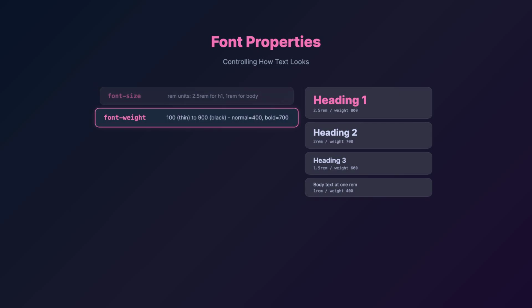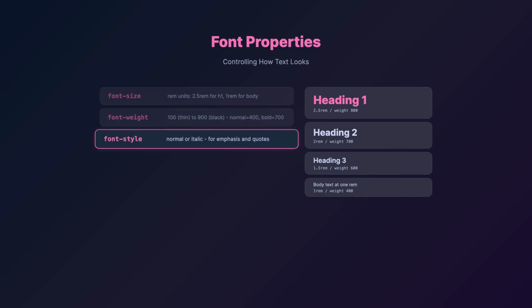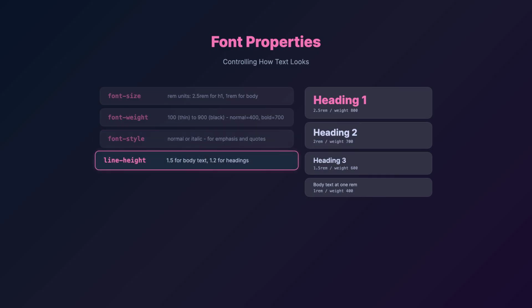Font weight controls boldness. Normal is 400, bold is 700. Weights range from 100, which is thin, to 900, which is black. Not all fonts support every weight. Google Fonts lets you pick exactly which weights to load. Font style is usually normal or italic. Italic text slants to the right and is used for emphasis or quotes.